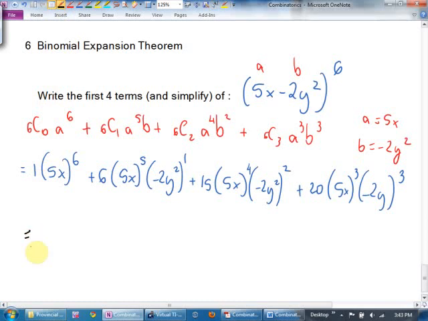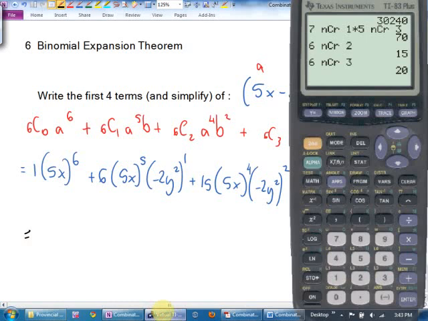Most common mistake, kids go, oh, the first term is 5x to the 6th. It's not, because that 5 is to the 6th power as well. It's going to be 5 to the 6th. It's going to be 15,625x to the 6th.